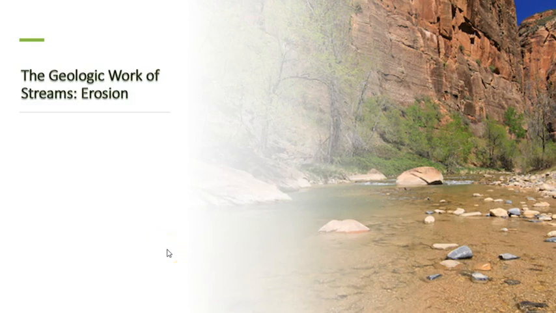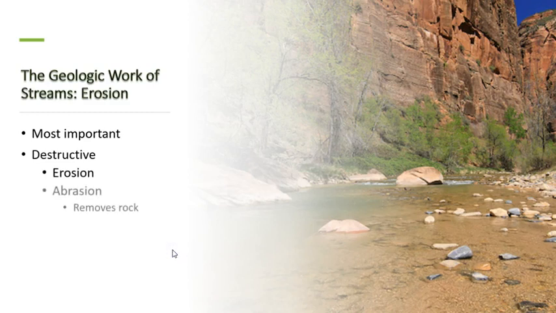Streams, glaciers, wind, and waves all do erosion, but streams are, by far, the most important shapers of the landscape, which is done through erosion and deposition. The geologically destructive process of erosion happens because streams are transporting sediment, allowing them to do abrasion, which removes rock from the land over which they flow. Think of them as conveyor belts of sandpaper, cutting down into the rock in their path.